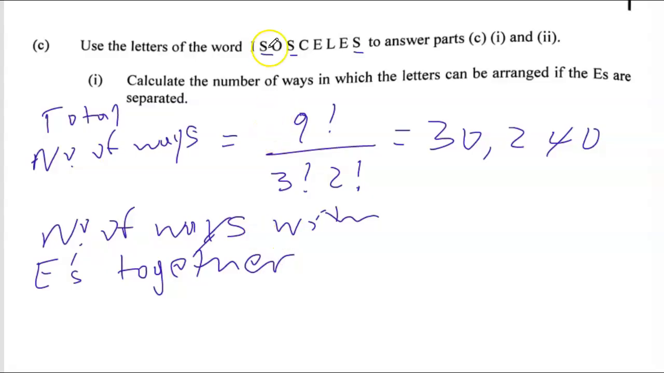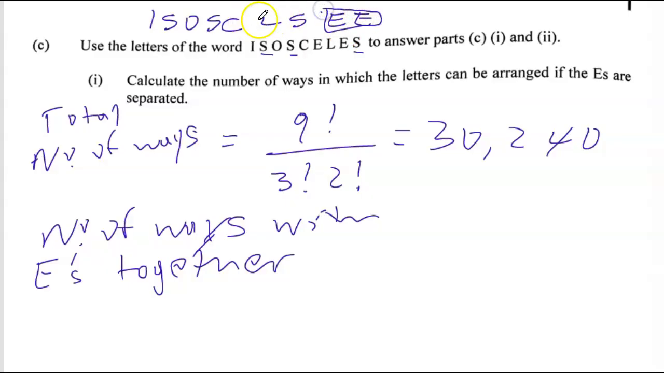If we have the e's together, so we have isosceles, so we have I, S, O, S, C, E, L, E, S. Let me write it, leave off the c, iso, c, we have an L, we have an S. Let me put the 2 e's together as 1 block.